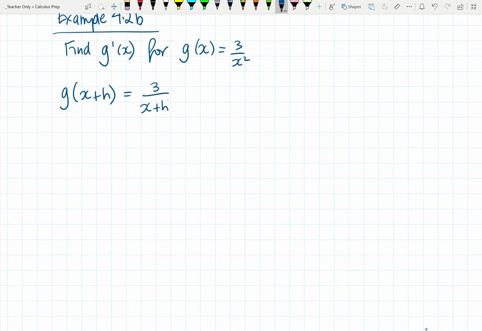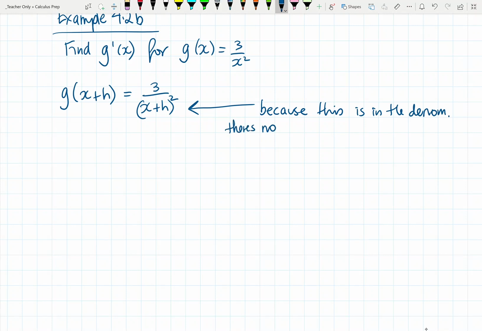x plus h squared. Now, because this is in the denominator, there's no need to expand. Okay, the reason that we don't need to expand is because we're not going to try and factorize h out of the denominator, because h is already factored out of the denominator as part of the rule.